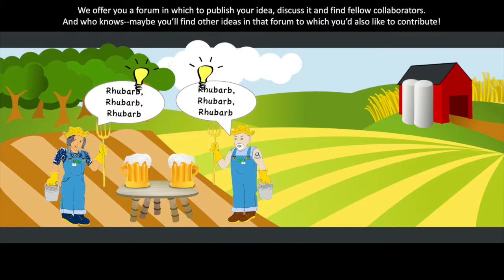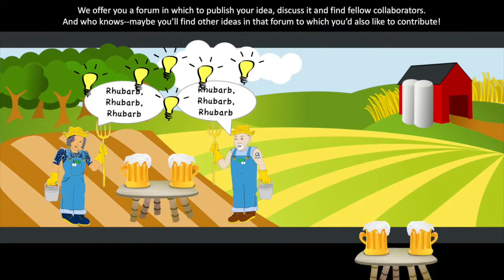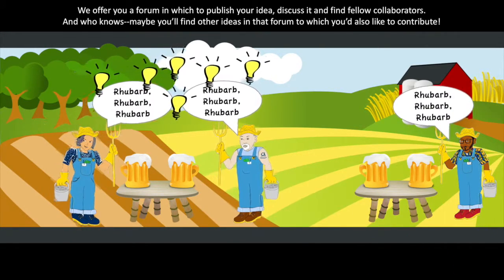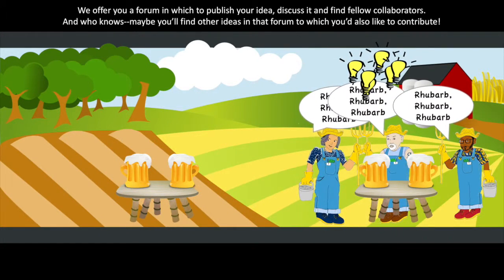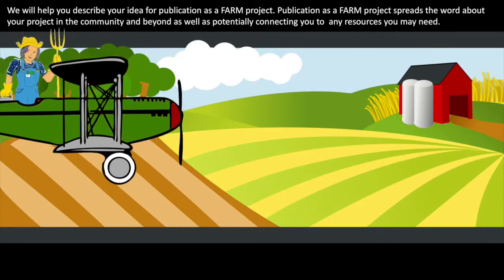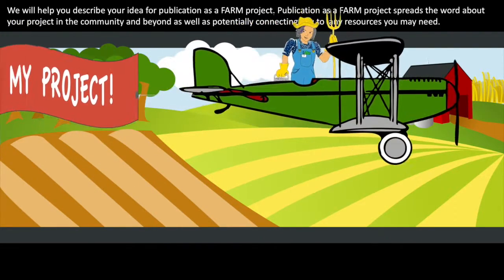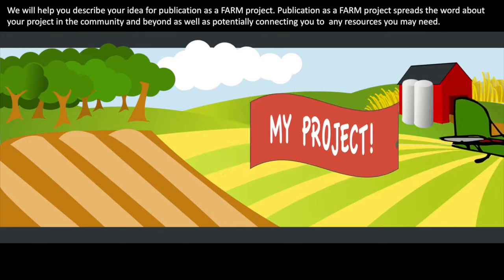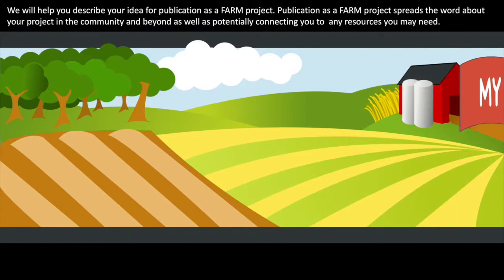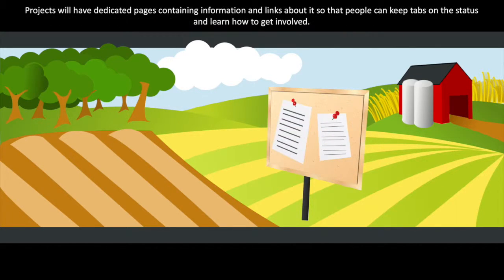We offer you a forum in which to publish your idea, discuss it, and find fellow collaborators. And who knows, maybe you'll find other ideas in that forum to which you'd also like to contribute. We will help you describe your idea for publication as a FARM project. Publication as a FARM project spreads the word about your project in the community and beyond, as well as potentially connecting you with any resources you may need.